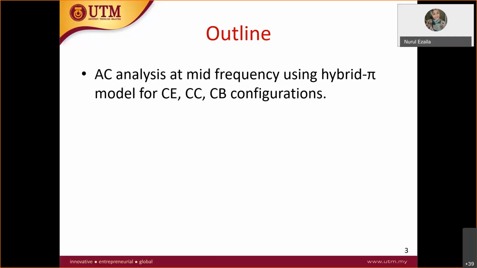For the common emitter, we did the example, but unbypassed not yet. For the common collector and common base, we just derived the equivalent circuit, the input impedance, the output impedance, and also the voltage gain and current gain. We didn't even try the example yet.